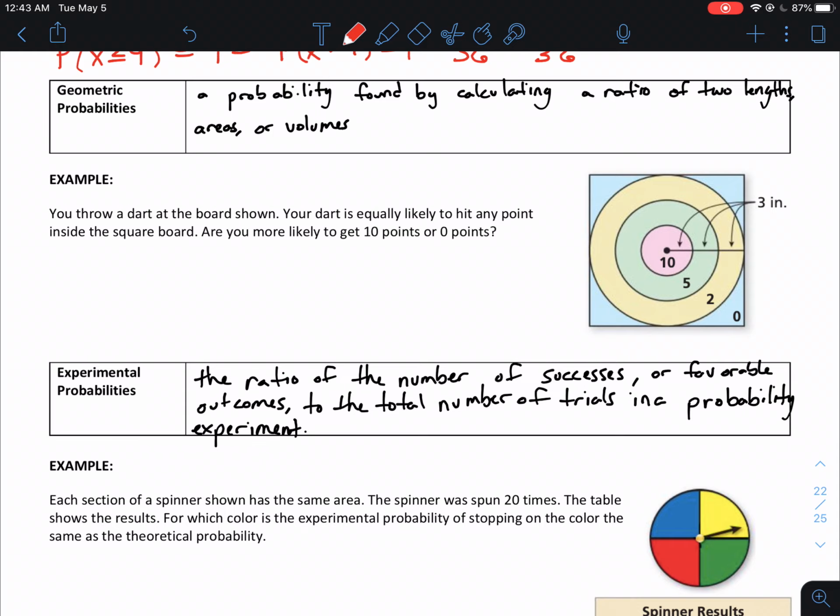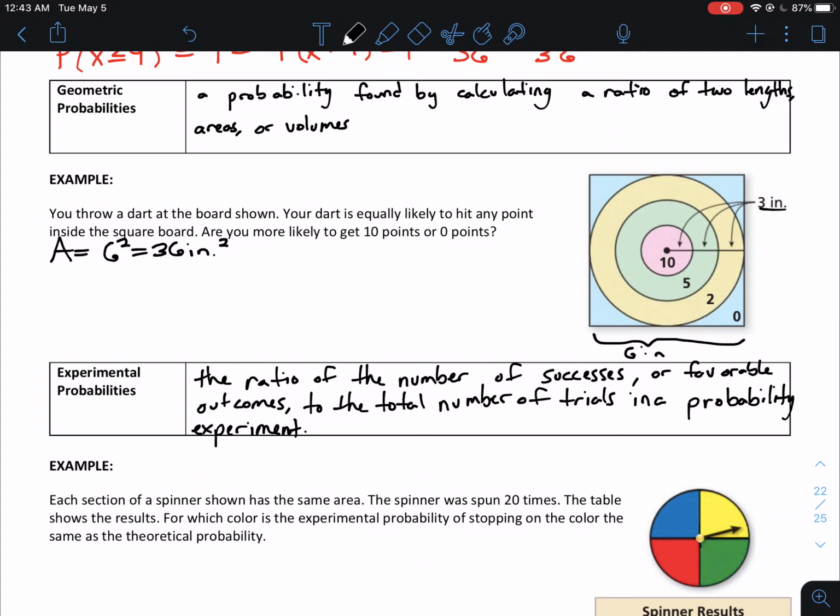Okay, first thing we need to do is find the area for the entire square. Notice that it has a label here of 3 inches going halfway across the length of the square. If you multiply that by 2, that tells you that this entire distance for the square is 6 inches. To find the area, take 6 and square it. That tells you that there are 36 inches squared as your total possible area.